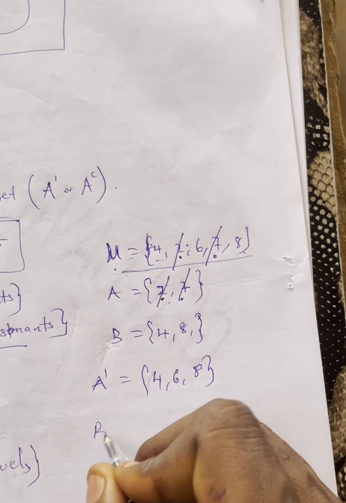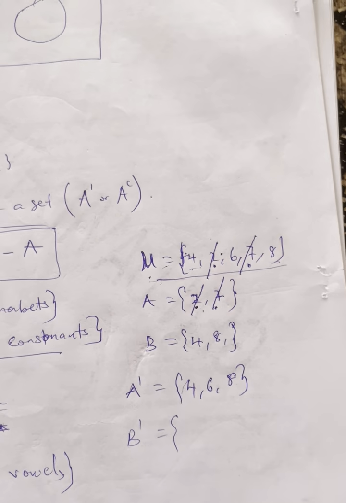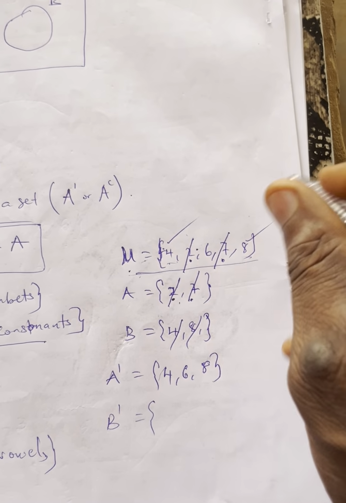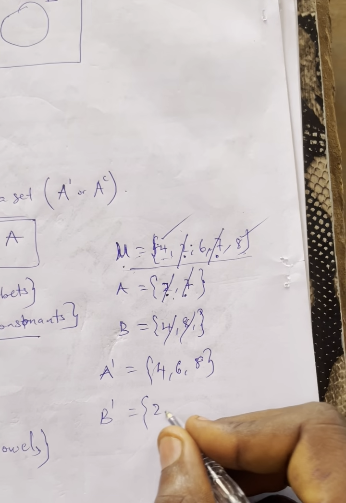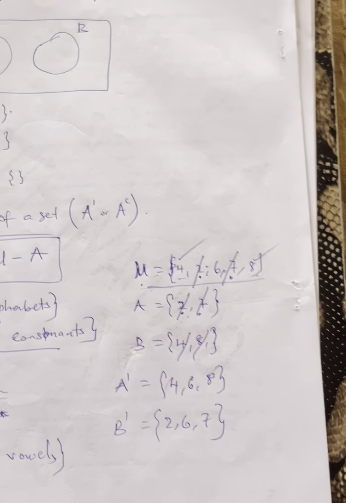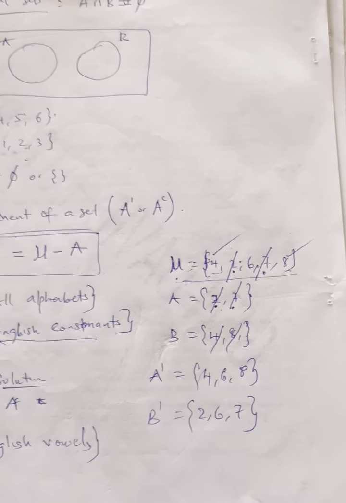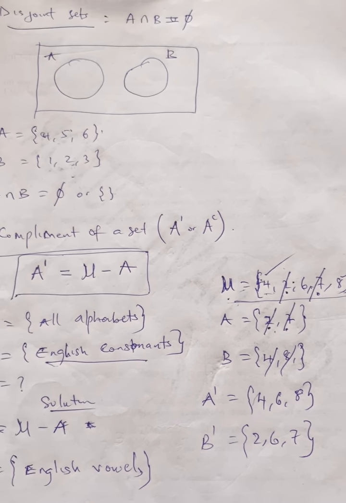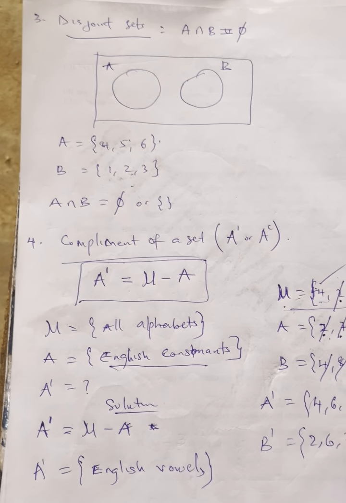Now for the B complement, this is 4, this is 4, this is 8, this is 8. So the remaining values will just be 2, 6, 7. So when you remove that set from the universal set, the remaining values give us the complement of the set. Now the next one, number 5.